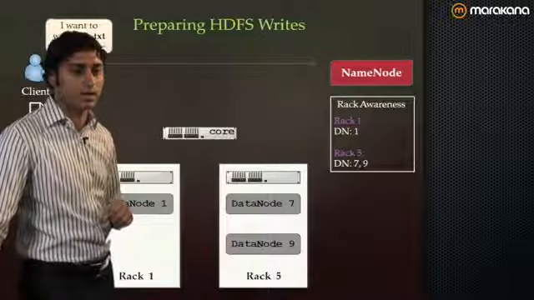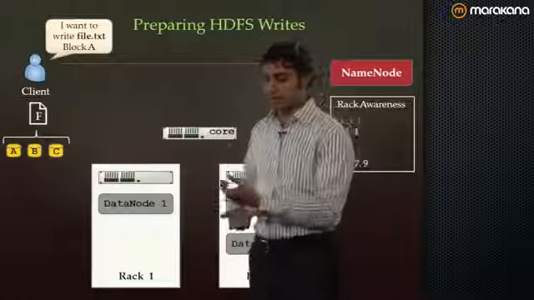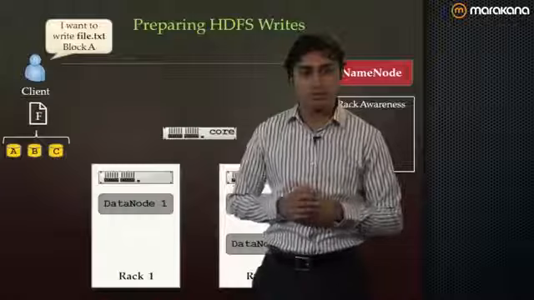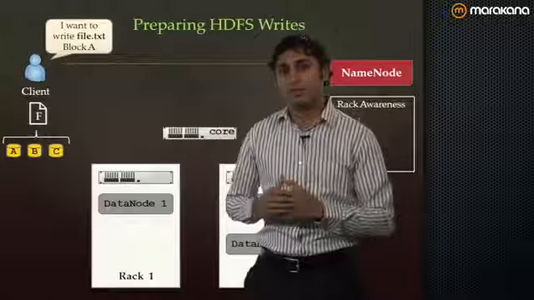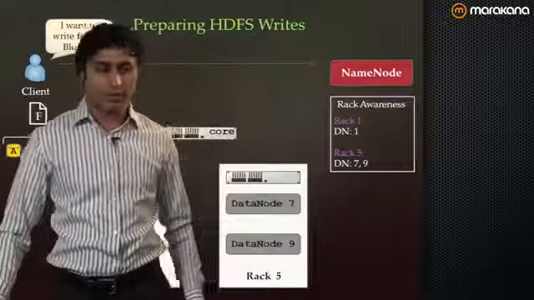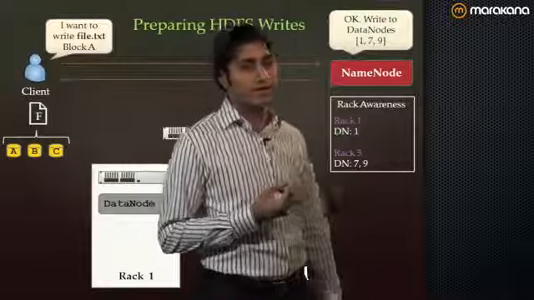But what happens is the first step is when you submit a file to the client API on your laptop, the client will contact the name node and say, I want to write file.txt block A into the Hadoop cluster. The name node will respond saying, OK, write that block A to data nodes 1, 7, and 9.